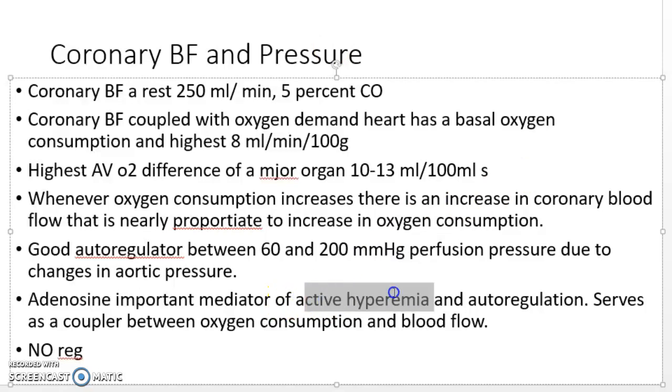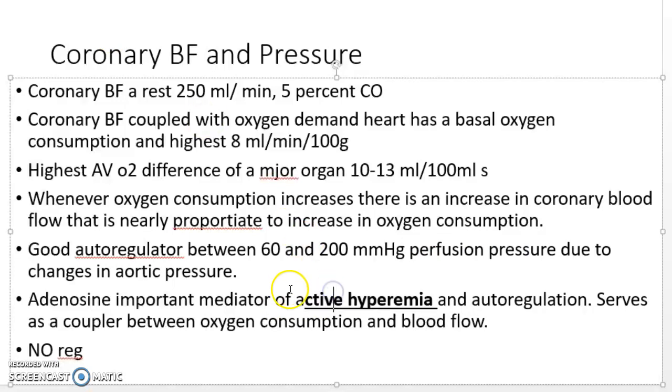It's a mediator of active hyperemia. What is hyperemia? Hyperemia is when blood flow is blocked and then there's an increased amount of blood flow to that area. It is also a mediator and regulator of autoregulation, and it serves as a coupler of oxygen consumption and blood flow. And as you already know, nitric oxide is a very important regulator.